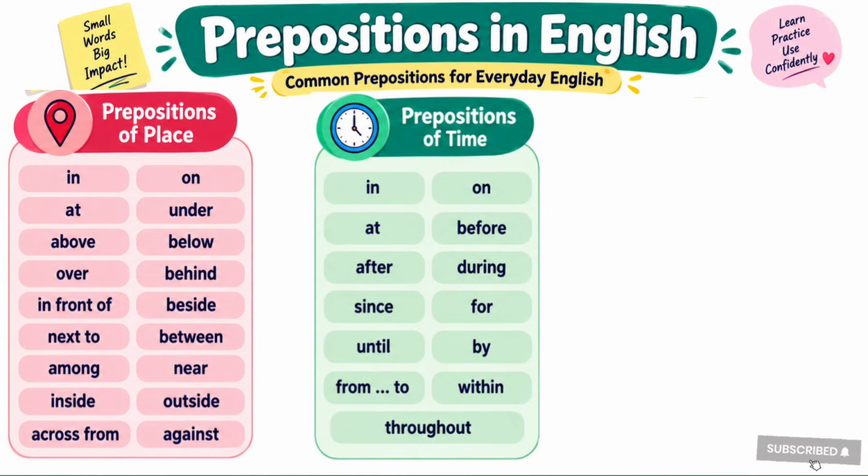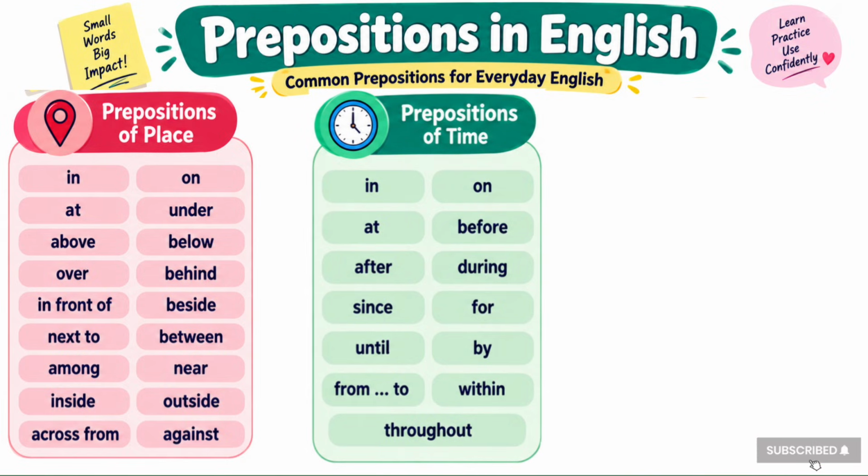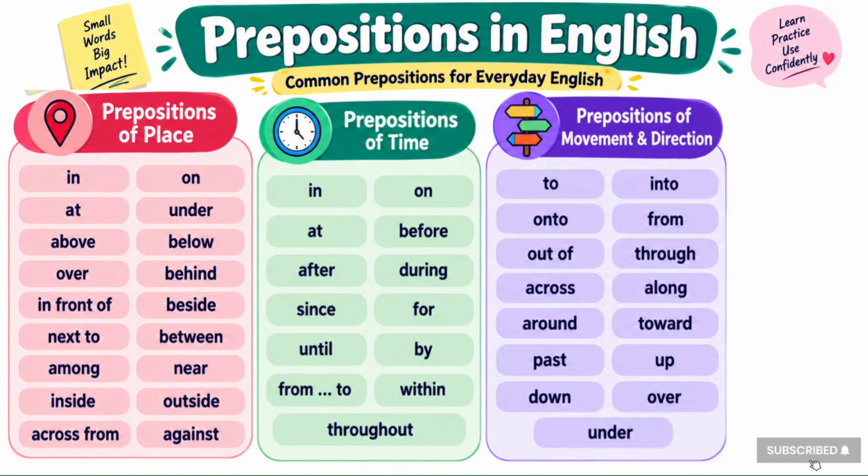Prepositions of time. Prepositions of time tell us when something happens or how long it happens. In, at, after, since, until, from, to, on, before, during, for, by, within, throughout.